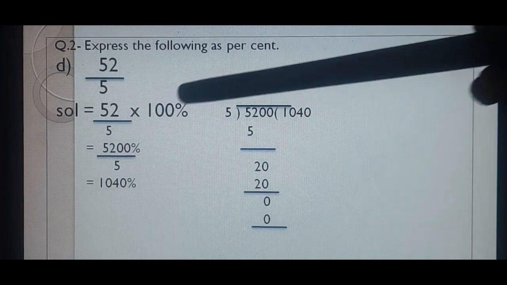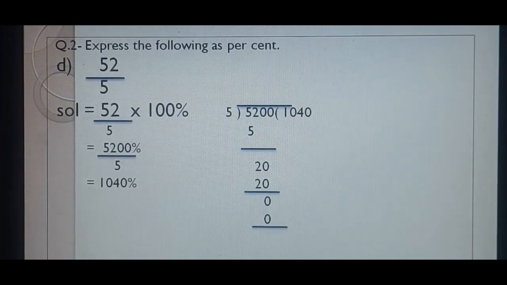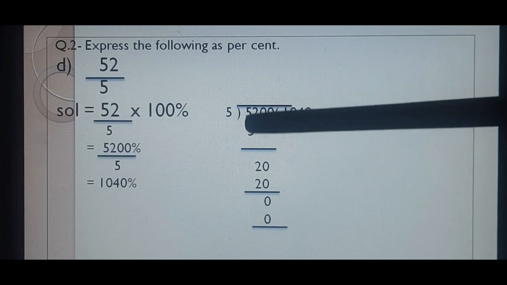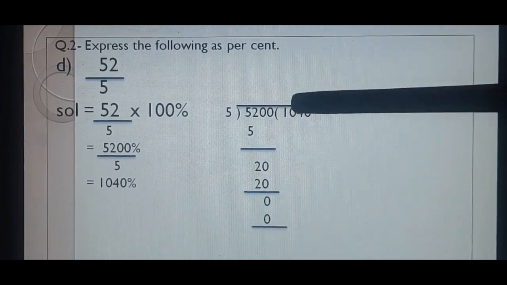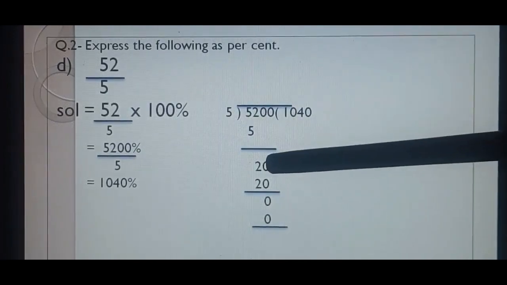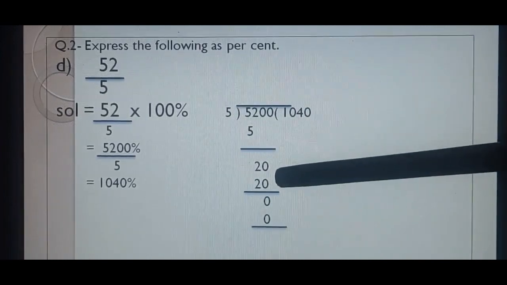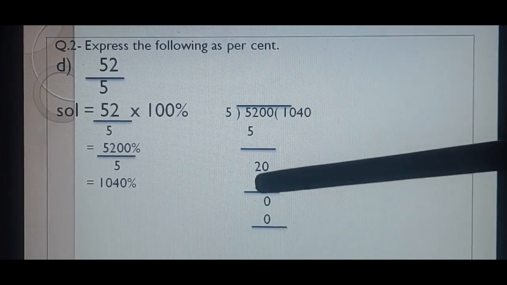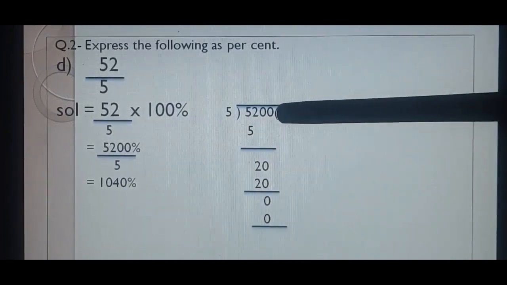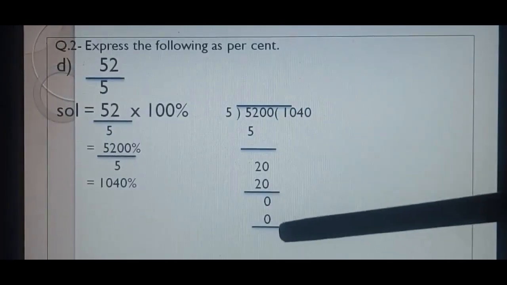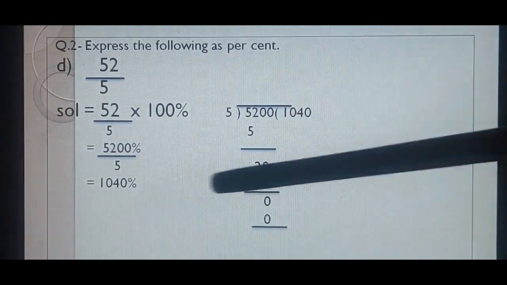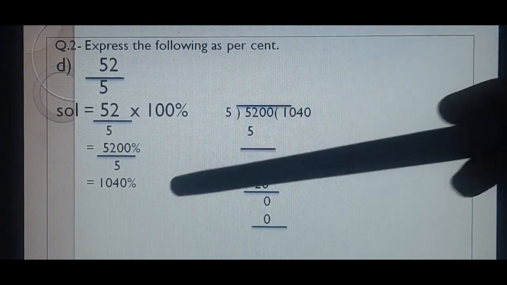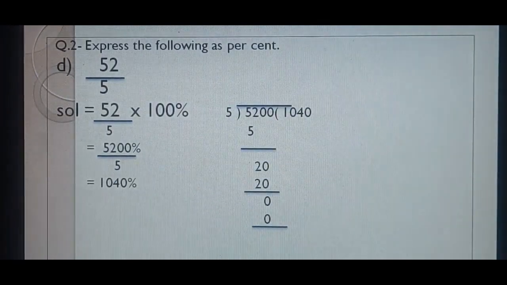Now 5200 divided by 5. 5 ones are 5. 5 minus 5, 0. Now we take the next digit, 2. 2 is less than 5, so write 0 in the quotient and consider the next digit. Now the number has become 20. 5 4s are 20. 0 minus 0, 0. 2 minus 2, 0. One more 0 is left, then 5 zeros are 0. So our answer has become 1040%. Don't forget to write down this percentage symbol.